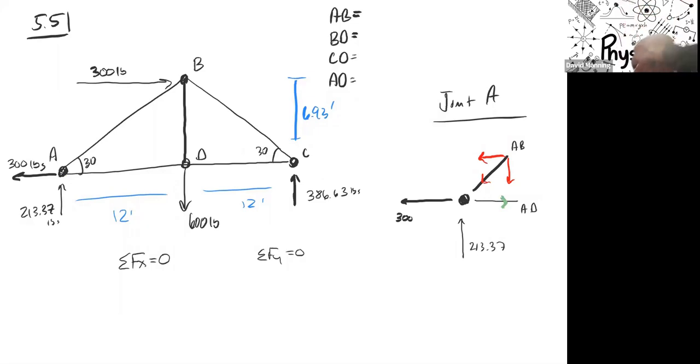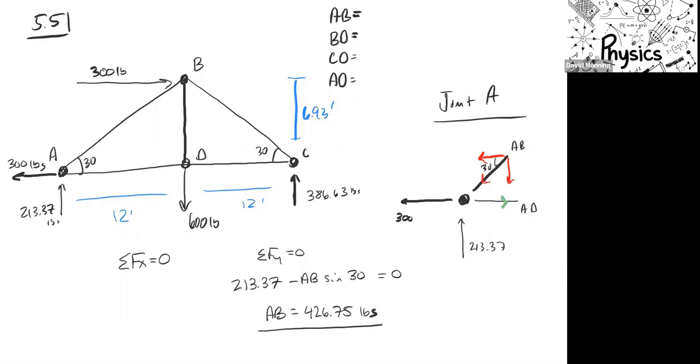I'll do the y first. We have to because of this AB situation. So AB cosine 30 negative minus 300 plus AD. Oh man, I'm doing the x. Sorry about that. 213.37 minus AB sine of 30 equals 0. AB equals 426.75. So we can write that in.